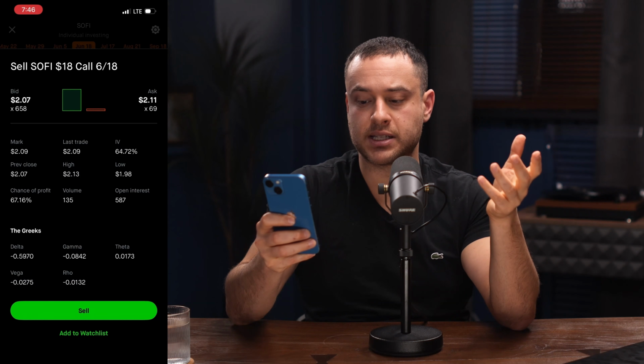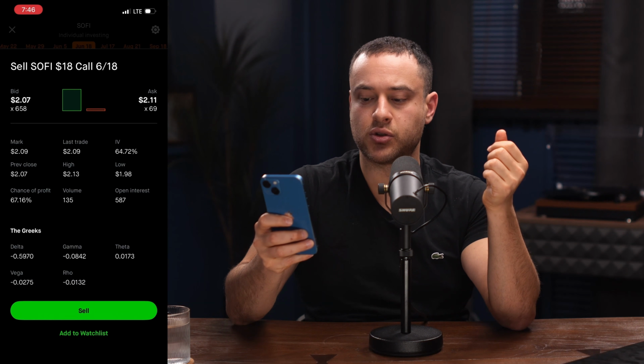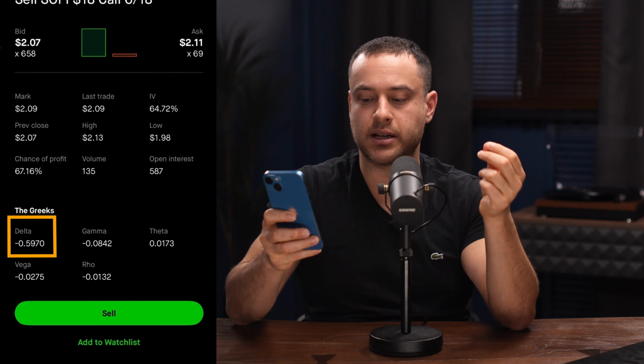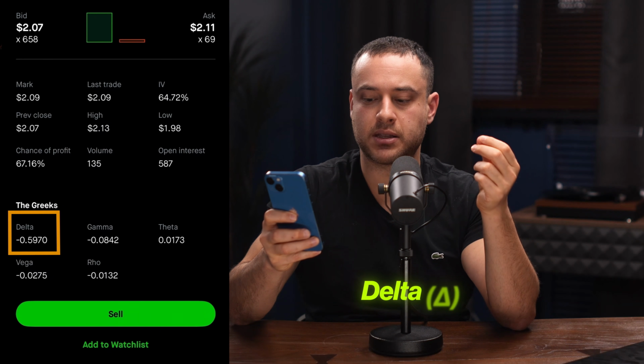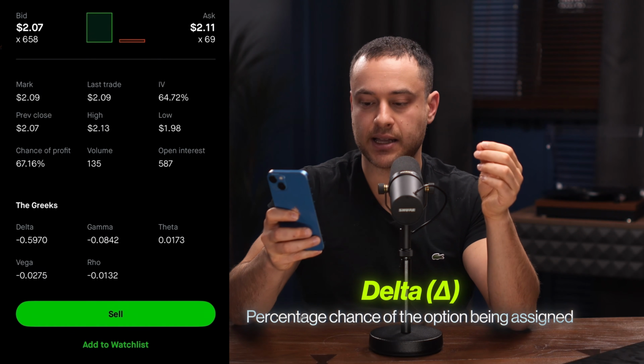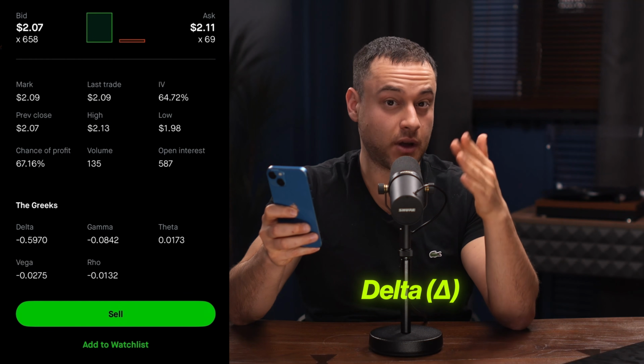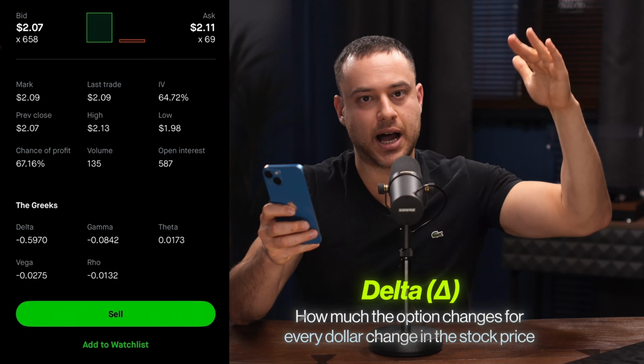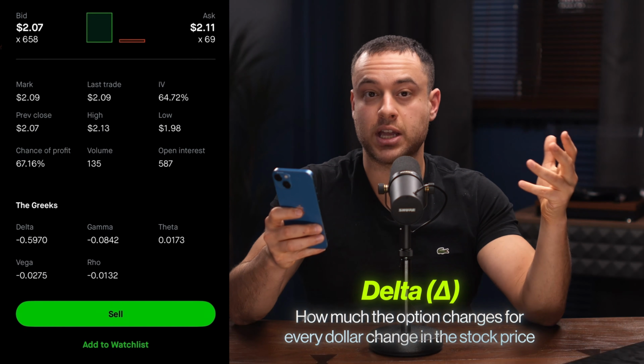Chance of profit here is 67%. And I usually don't look at that. What I usually look at is the delta. The delta here is 0.6. That means that there's a 60% chance of this option actually being assigned. That is one of the definitions of delta. The other definition of delta is how much the option changes with each dollar change within the stock.